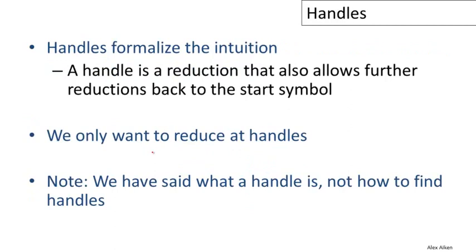So handles formalize the intuition about where it is okay to do a reduction. A handle is just a reduction that also allows further reductions back to the start symbol. And we clearly only want to do reductions at handles. If we do a reduction at a place that is not a handle, even though it looks like it's the right-hand side, or may actually be the right-hand side of some production, that doesn't mean that it's actually a handle, and if we reduce there, we may get stuck.